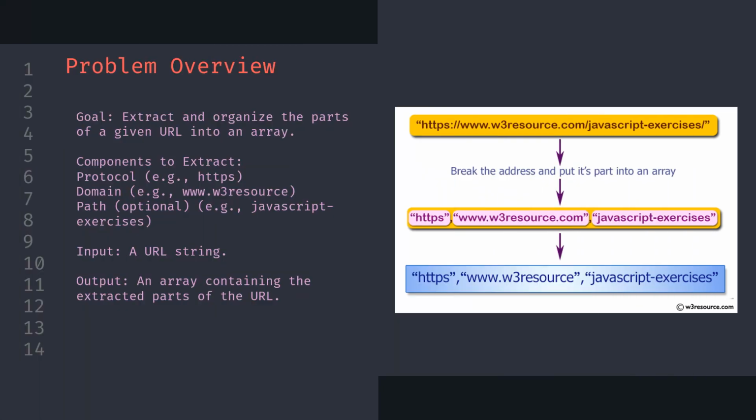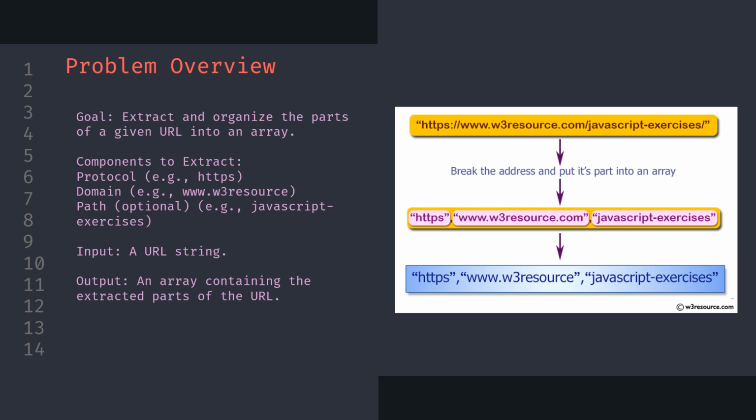Let's take a closer look at the problem we are solving. A URL is made up of multiple components, and our goal is to break it into three main parts: the protocol, the domain, and its path.